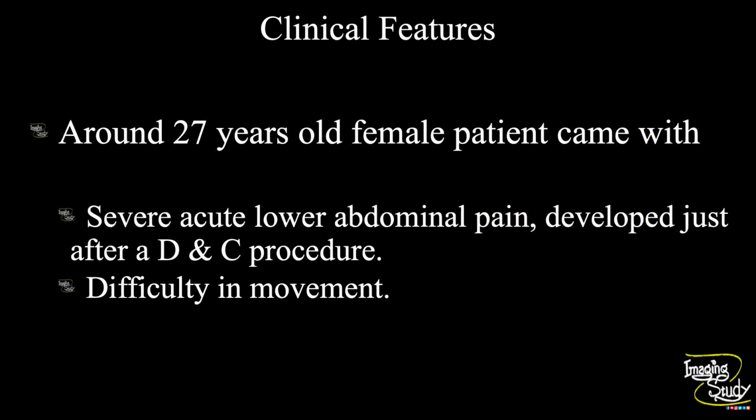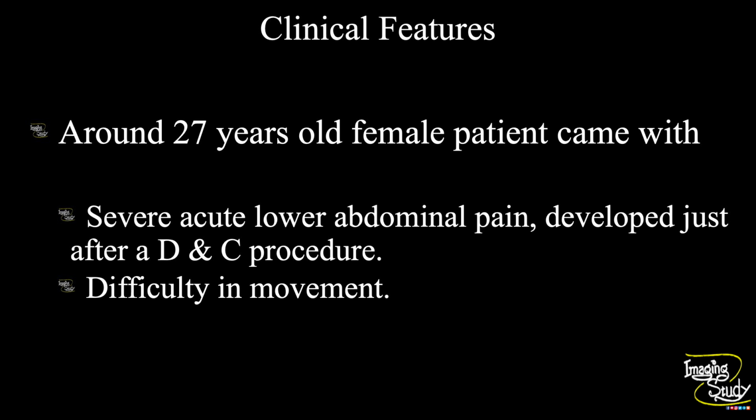A 27-year-old female patient came with a history of severe acute lower abdominal pain. She had a history of a DNC procedure done in a rural center for removal of the retained products of conception. The patient was later referred to a tertiary level hospital for further management of this pain. On palpation, the abdomen was very much tender. The patient couldn't even move due to severe pain.